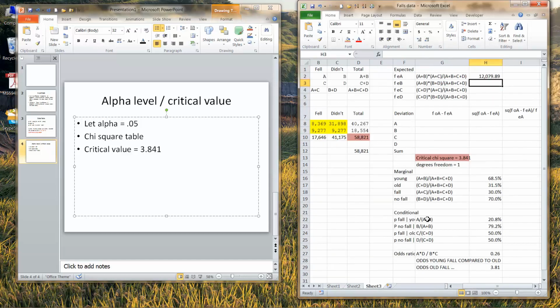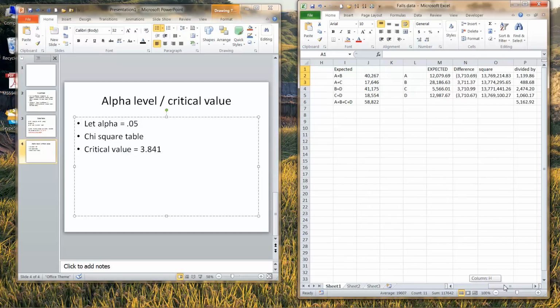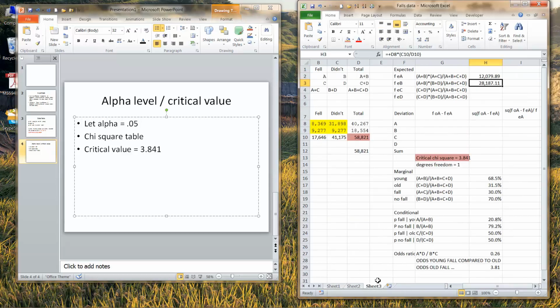We do the same for B, expected value of B, so we have A plus B again, times B plus D this time, and that's the didn't column, divided by the total, and we have 28,000 for our expected values for B.